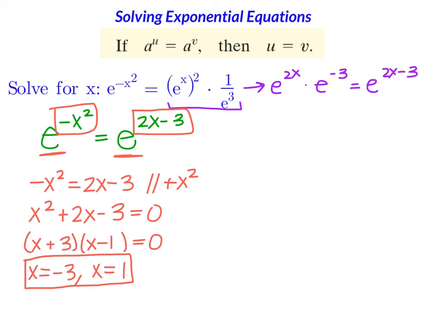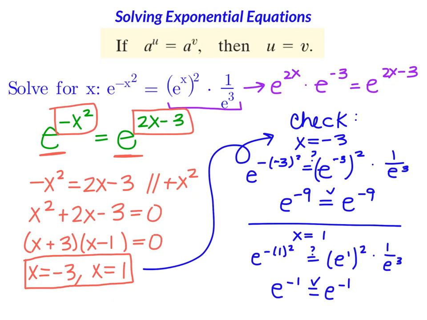So that means I have the same base here, and I'm going to bring down the exponents and solve for x. It's a quadratic, I can factor it, and x is going to be equal to negative 3 and positive 1. Last thing I have to do is check to make sure that both of these work, and negative 3 is going to produce e to the negative 9 on both sides, so that works, and x equals 1 is going to produce e to the negative 1 on both sides, so that works.